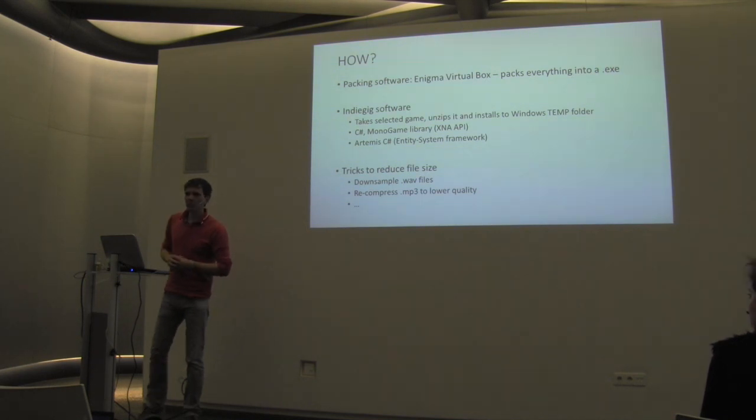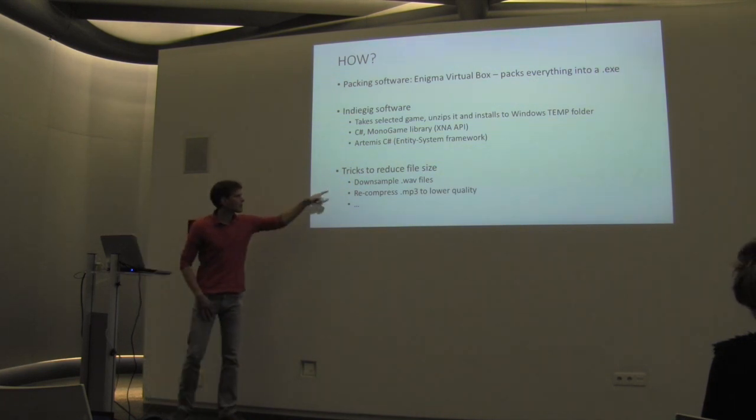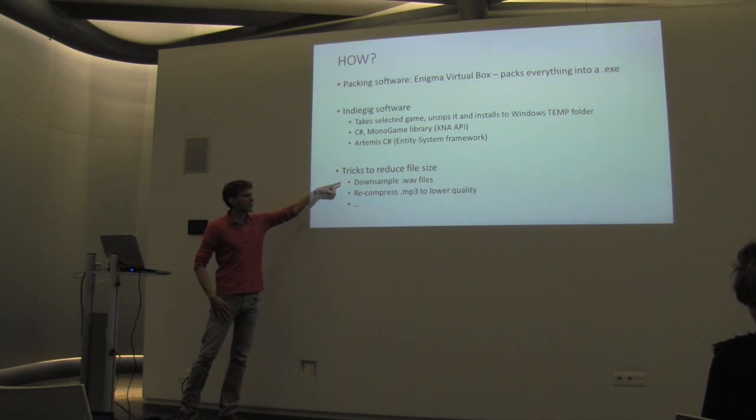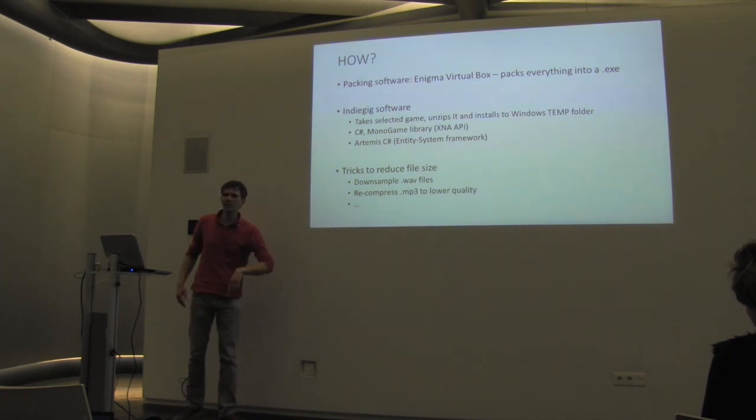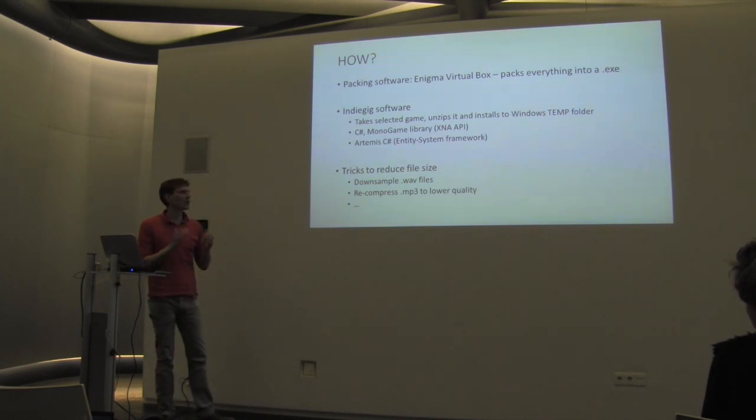Okay, what are the tricks to reduce the file size? Because we want to have as many games as possible in 1 gigabyte. So what I already did is downsample .wav files. If they are in the highest quality, you can halve the sample rate, or even convert stereo to mono, things like that, to make it smaller. And as a player, you will hardly notice in many cases.